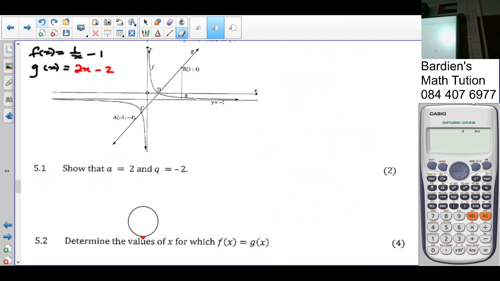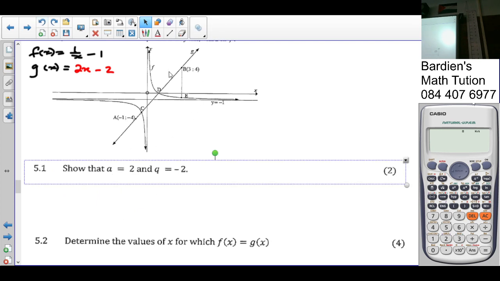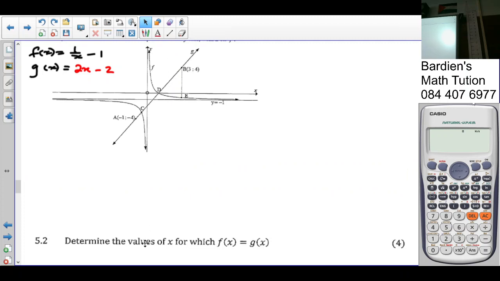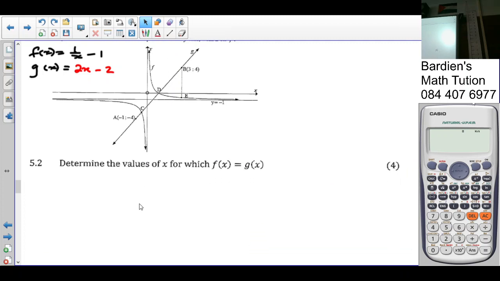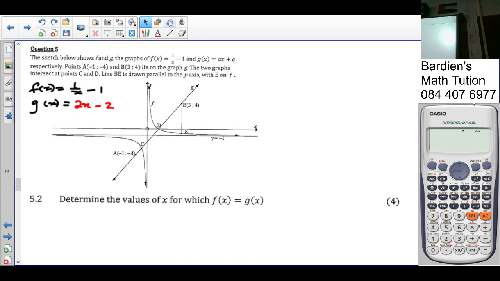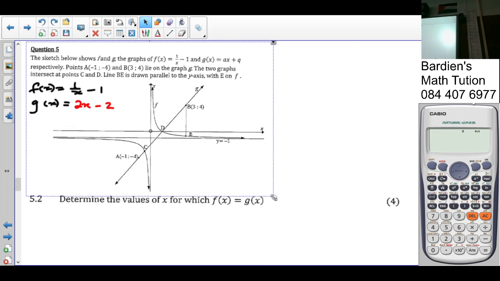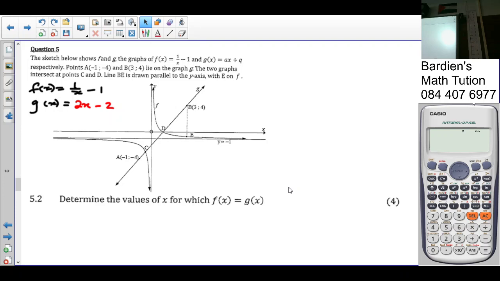I'm going to take this off because I would need the space. I'm trying to keep the diagram in focus. So I've done that part, so let's delete. So in question 5.2 we are asked, determine the value of x for which f of x is equal to g of x. So in other words, when do we let f of x equal g of x? When we're working out the points of intersection. So in other words, we are working out these coordinates here.